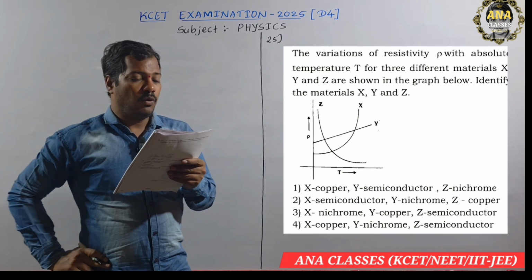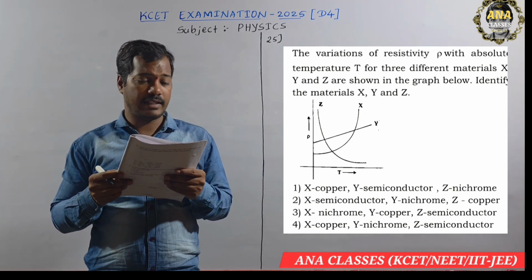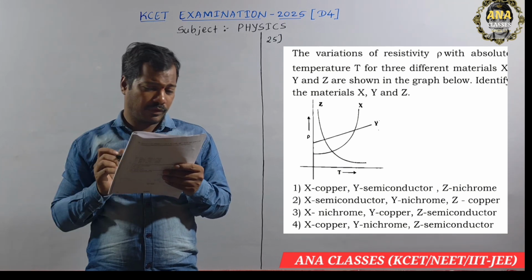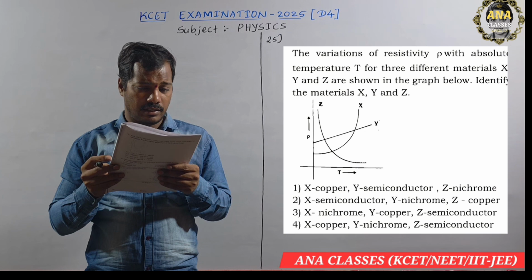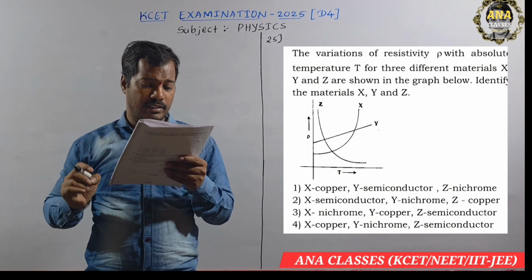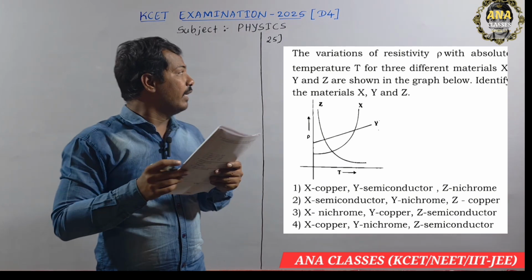Question number 25. Variation of resistivity rho with the absolute temperature T for three different materials X, Y, Z as shown in the graph below. Identify the material. X is copper, the straight one Y is nichrome, and the other one is a semiconductor. So the option is 4.